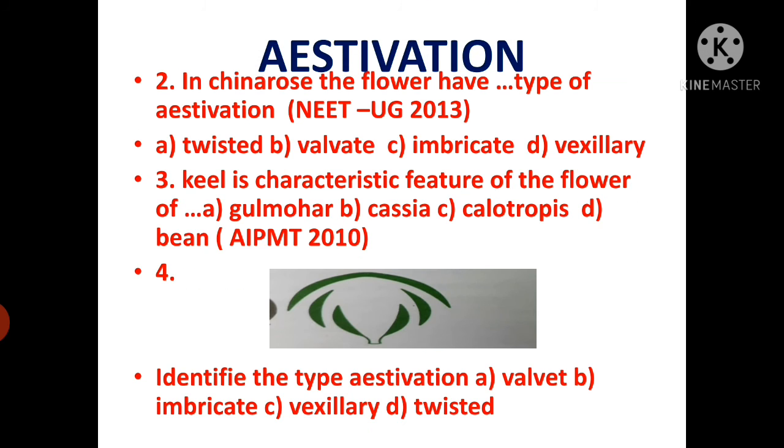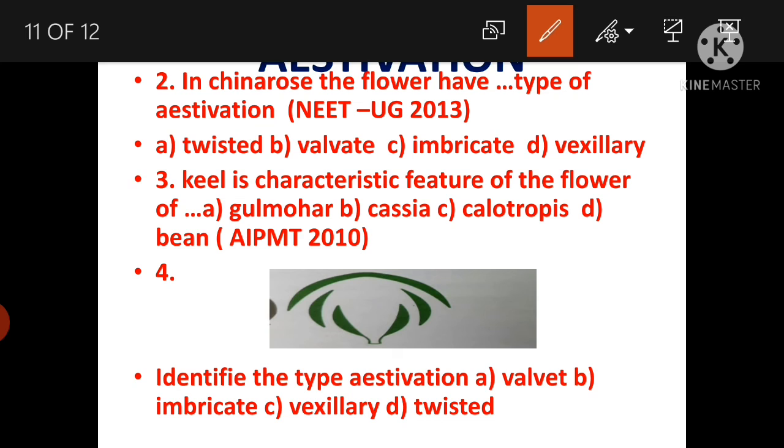The next question is from NEET UG, asked in 2013. In China rose, the flower has which type of aestivation? The options are twisted, valvate, imbricate and vexillary. I have given you a trick to remember: 'Chinese ladies are cute', where C stands for China rose and T for twisted. So the answer is twisted.